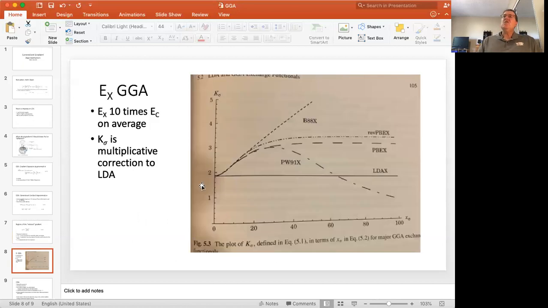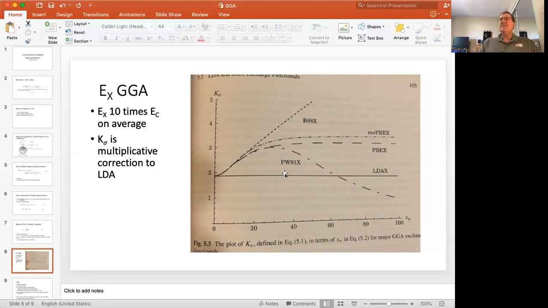And here is a comparison of several exchange GGAs, generalized gradient approximations. So here's the Becke 88, that's part of B3LYP. Here's the PBE, here's Perdew 91, here's LDA, just flat like that. And in this case, they chose to call x sigma what we call S. So this is S, the reduced gradient. And this is basically a term that multiplies LDA. So it modifies LDA for each of these functionals.